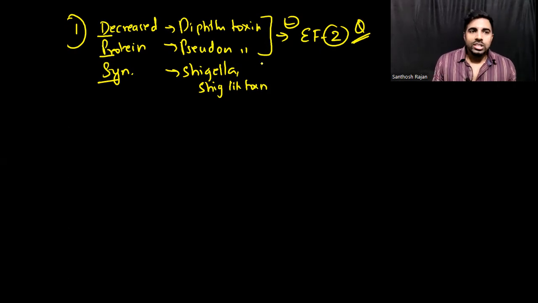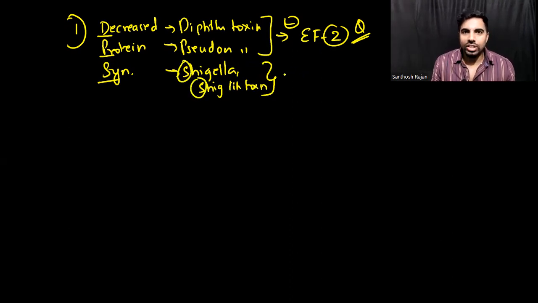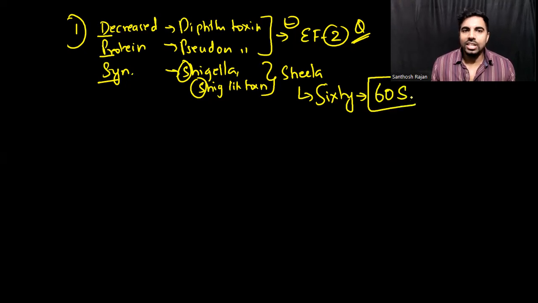So, you should know. Shiga, how to remember? Shiga is always Sheila. I call it Sheila auntie. What is Sheila auntie's age? 60. Her age is 60. Sheila 60. So you got a clue? It inhibits the 60S subunit in the ribosome. Got it? A question was asked both times.